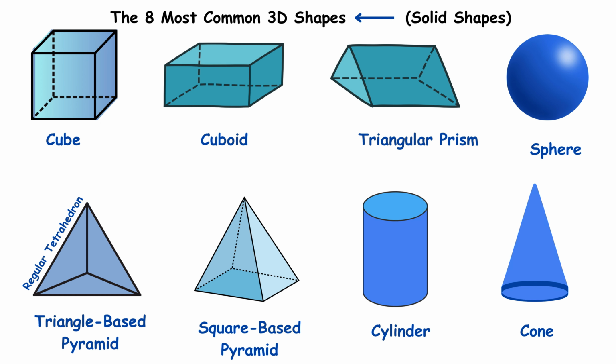which looks like a tennis ball or a football and is perfectly round. Then there is the cylinder, which you can think of as looking like a can of soda, and finally we have the cone, which looks like an upside-down ice cream cone.